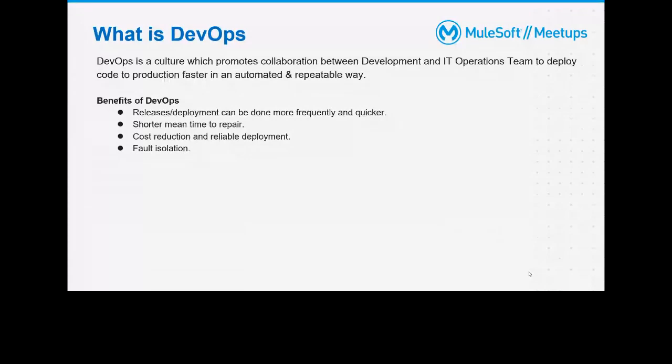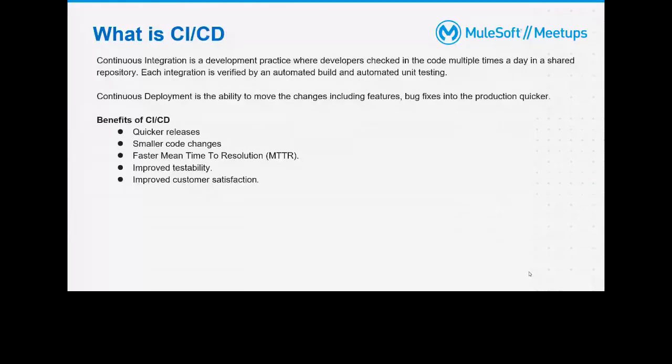Okay. Then I will talk about what is CI/CD. CI/CD means continuous integration and continuous deployment, or you can call it continuous delivery also.